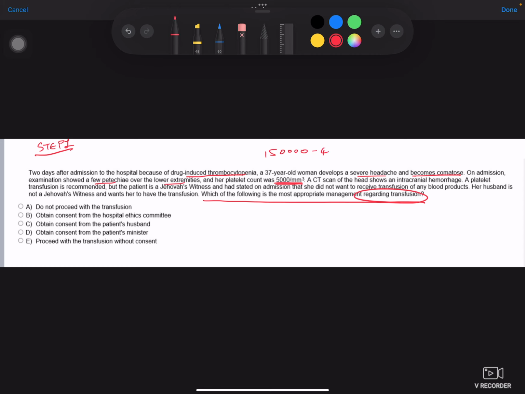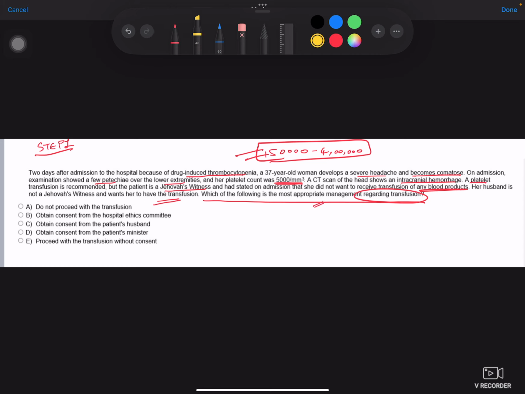1,50,000 to 4 lakh. This is the normal count. The CT scan of the head shows intracranial hemorrhage. Platelet transfusion is recommended, but the patient is a Jehovah's Witness and had stated on admission that she won't receive any type of blood transfusion. Her husband is not a Jehovah's Witness and wants her to have the transfusion. Which of the following is most appropriate regarding management?